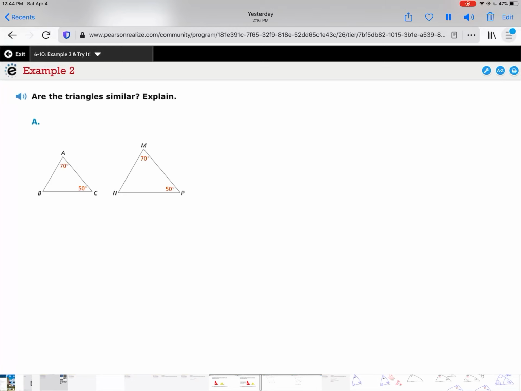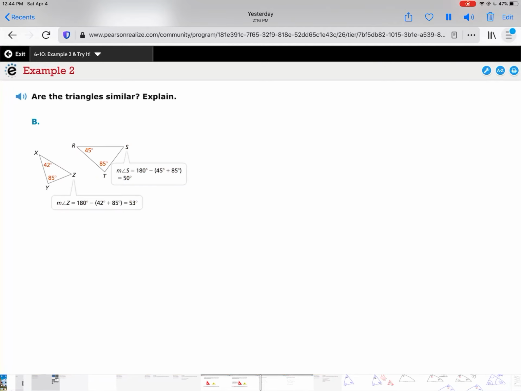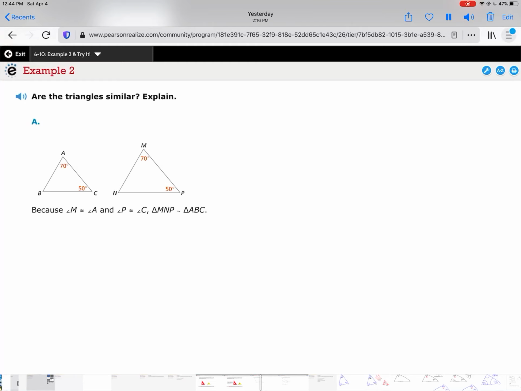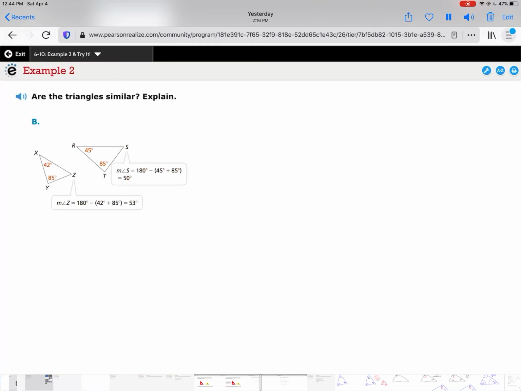So we can prove that triangles are similar if at least two of their angles are the same. So in this example, I see that for the first triangle, they have an angle of 70 and another angle of 50. So both triangles have angles of 70 and angles of 50. Therefore, it is similar.